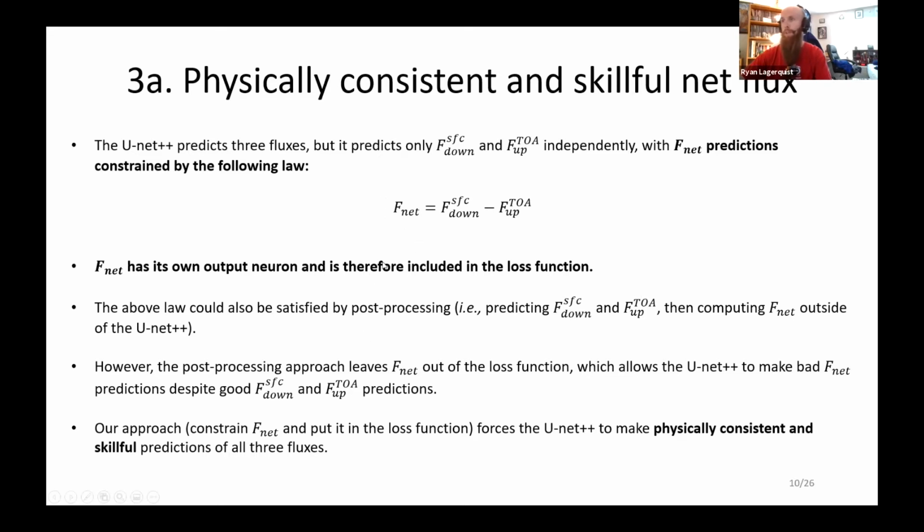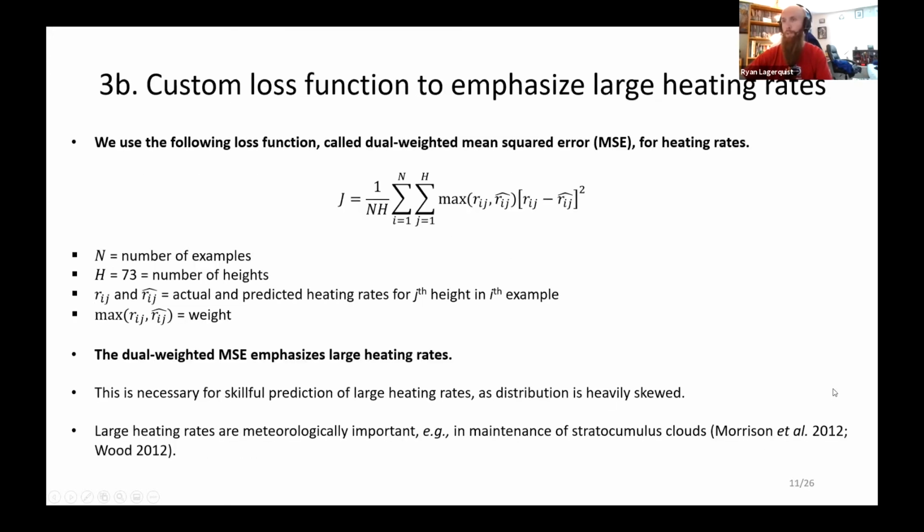We could also satisfy this equation by just post-processing, so we could let the neural net predict surface down flux and TOA up flux, and then compute net flux later outside of the UNet. But that post-processing approach leaves net flux outside of the loss function, and we found that allowed the UNet++ to make bad predictions of net flux despite making good predictions of the 2 components on the right-hand side.